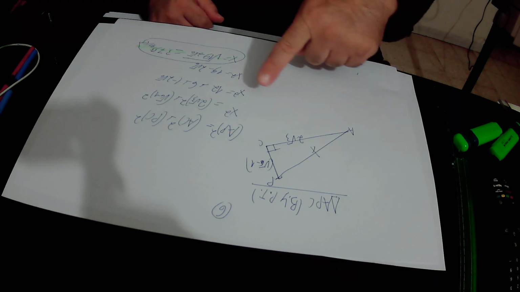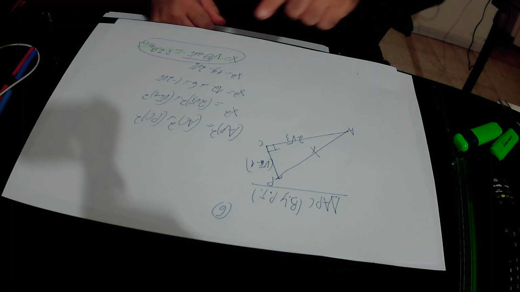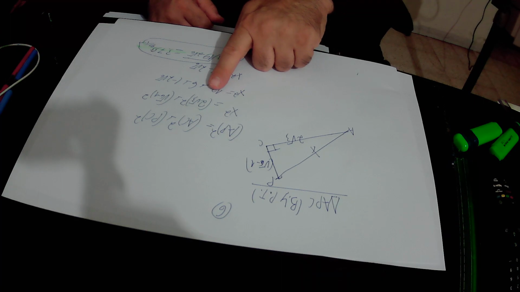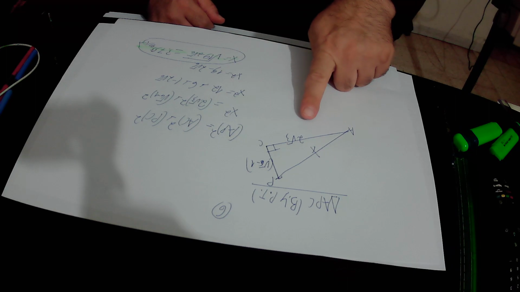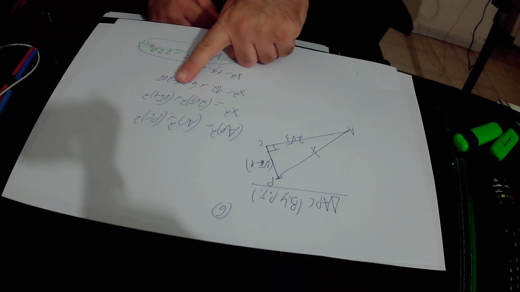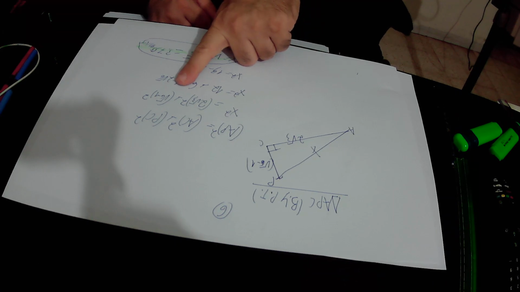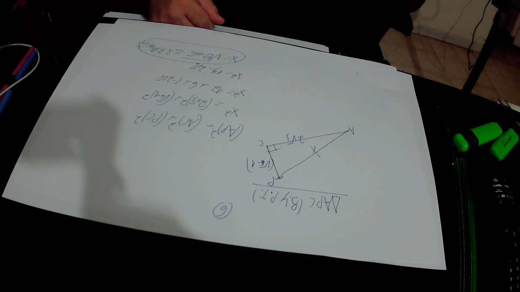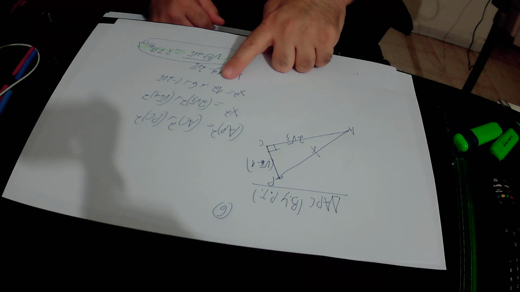AP is x, therefore AP squared is x squared, and it must be equal to AC squared plus PC squared. AC equals 2 times square root of 3, therefore AC squared equals (2 times square root of 3) squared, plus PC squared. PC is square root of 6 minus 1, therefore PC squared is (square root of 6 minus 1) squared. So x squared equals (2 times square root of 3) squared. 2 squared is 4 and square root of 3 squared is 3. 4 times 3 is 12.